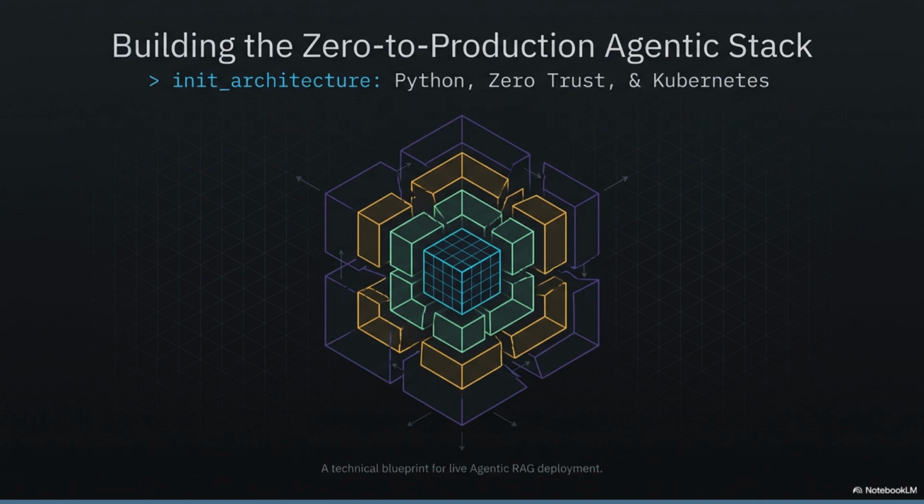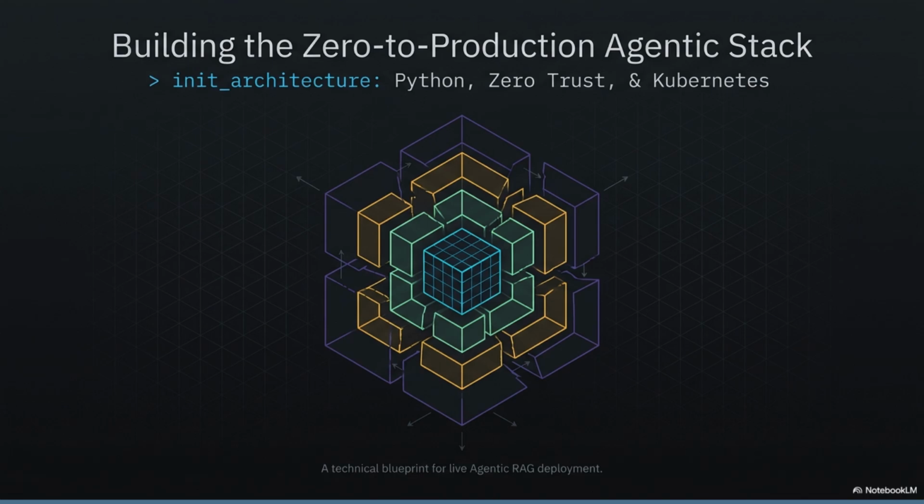Welcome to our deep dive into building a zero-to-production agentic stack. In this video, we'll explore how to architect, deploy, and secure a live agentic RAG system using Python's zero-trust principles and Kubernetes. Whether you're an engineer, architect, or tech leader, understanding this blueprint will help you deliver robust, scalable, and secure AI-powered applications. We'll start with the basics, then move through technical details, failure diagnostics, and operational best practices. By the end, you'll have a clear roadmap for deploying agentic retrieval augmented generation in production environments.